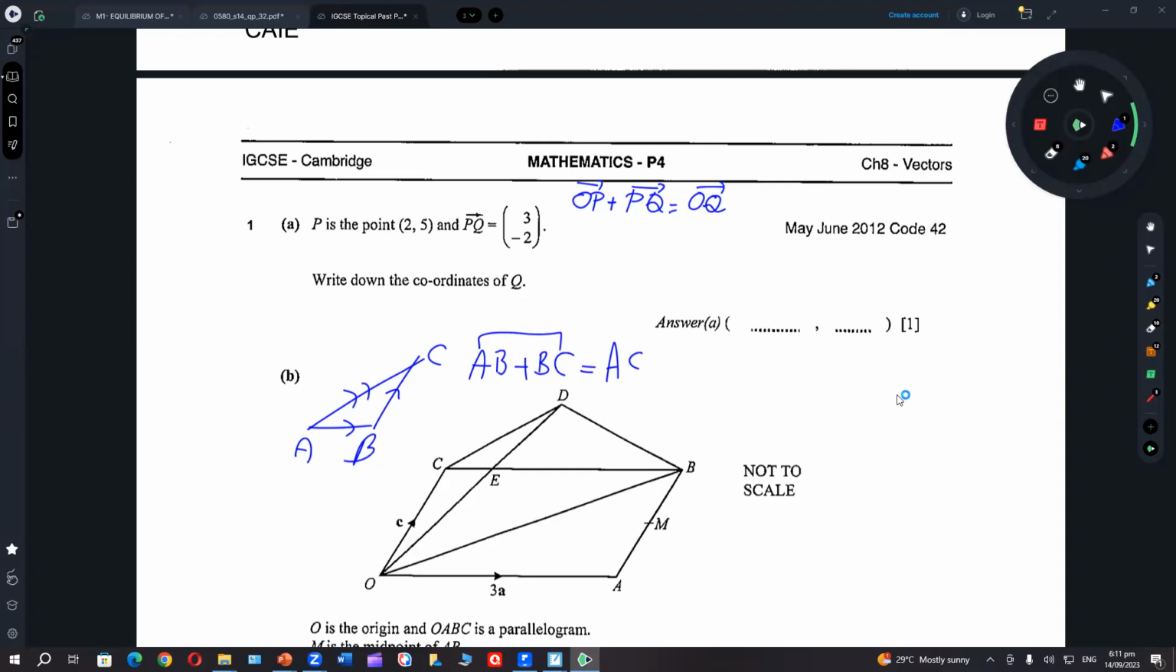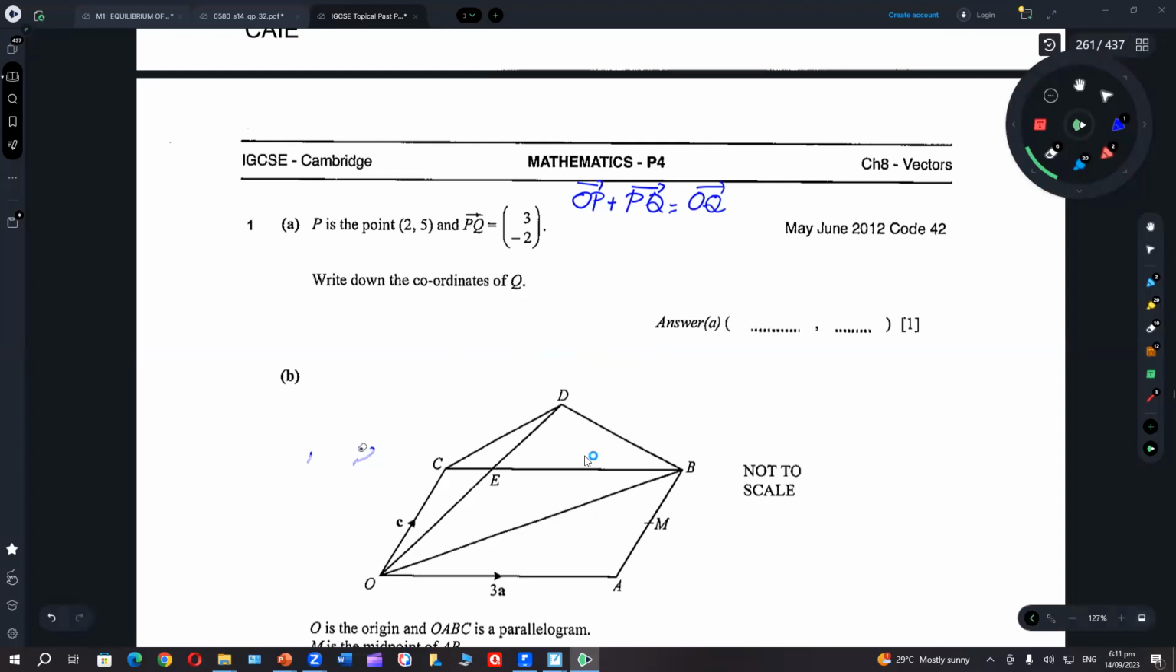This is a simple way to remember it. First letter and the last letter. So this is how you can remember it. OP. The point will become a vector.